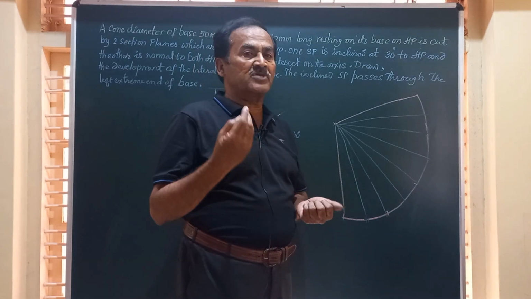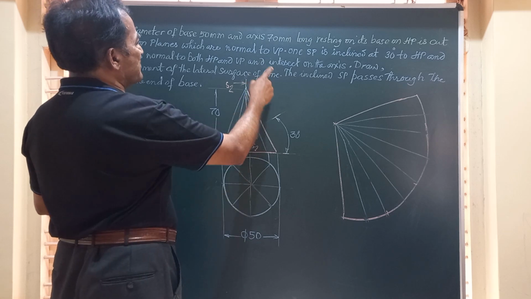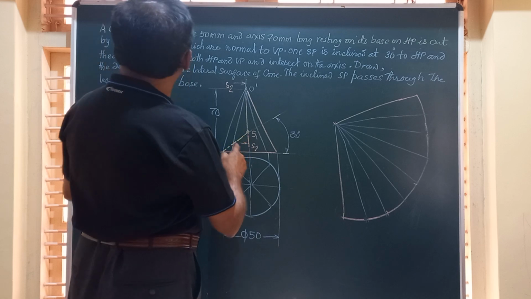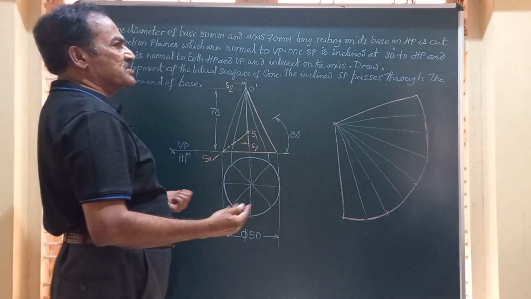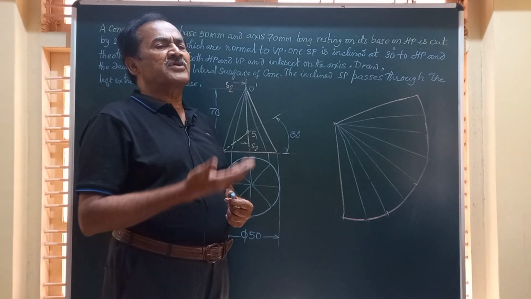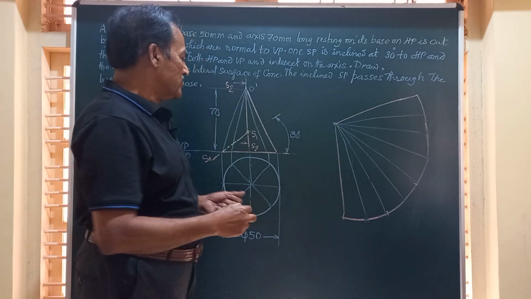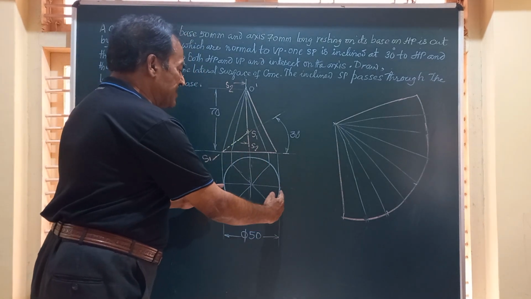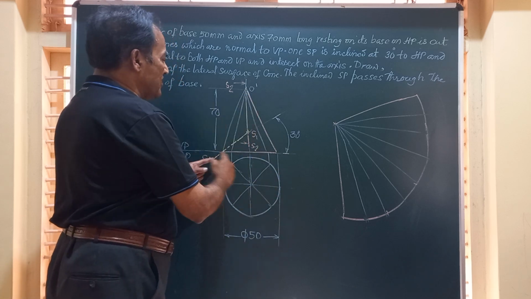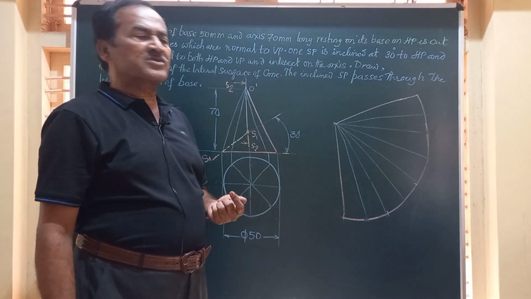Now let's see what is the question we have for today's video. A cone, diameter of base 50 mm and axis 70 mm long, resting on its base on HP, is cut by two section planes. So first of all, you know very well, whenever a cone is resting on HP, the front view is going to be a triangle and the top view a circle. So let us first write down the top view, a circle of diameter 50 mm, and the front view, a triangle with height equal to 70 mm and base equal to 50 mm. That is equal to the diameter of the circle.